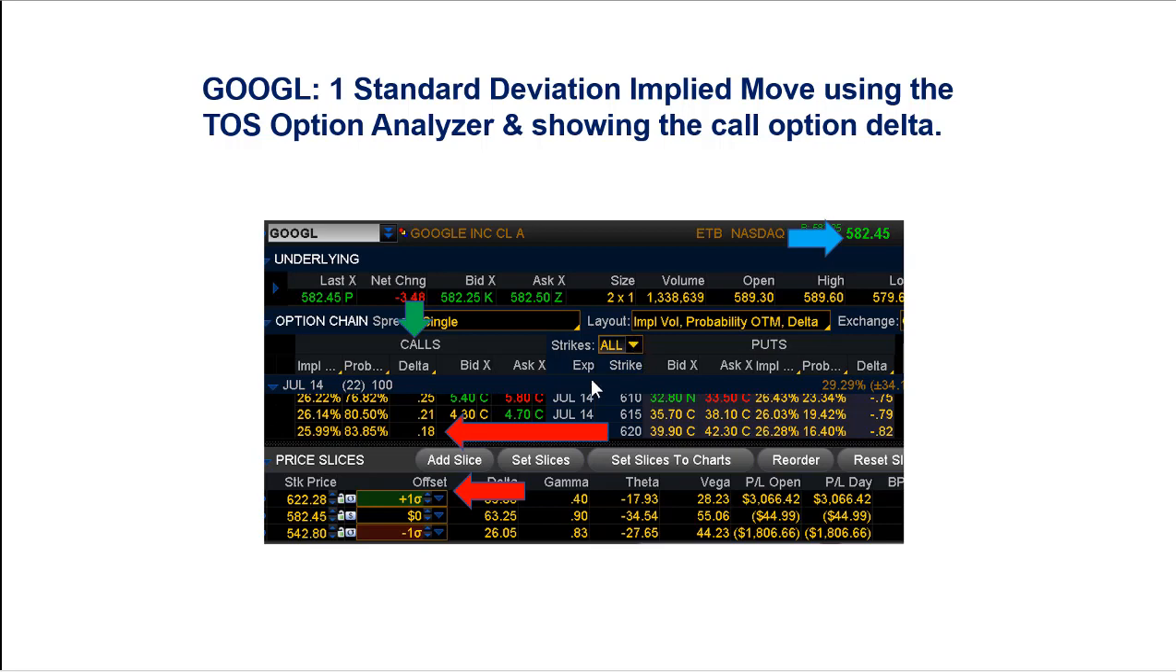If you look at this arrow here, you'll see it says delta, and it shows a delta of 0.18. That's equivalent to about a 1 standard deviation outside point of that movement. This price slice is what you put into your analytics, and you see this number here, plus 1, that's standard deviation. So a 1 standard deviation move, based on this input of 22 days to expiration, implied volatility 29.29, trading at 582, would theoretically be up to $622.28, or 1 standard deviation down, 542.80. That's why we can use that delta to represent that, so we don't have to look at your analytics every time. Really helpful tool there.